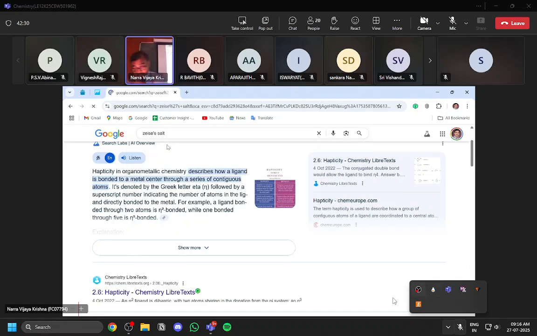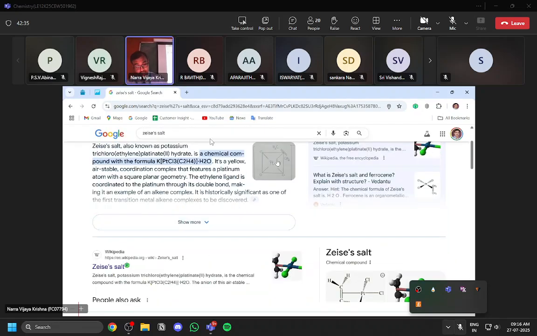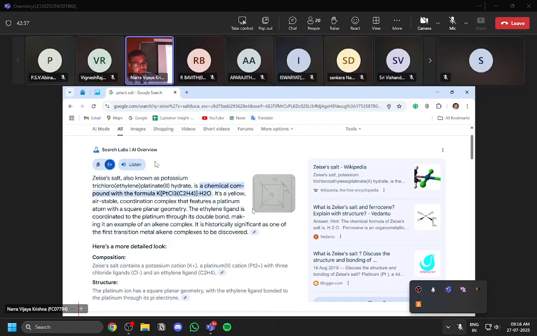Jesus salt. This complex: a pi bond is there. It is a pi bond donor. Ethene is there. Ethene is donating its pi electron cloud to platinum. So I'm writing it.